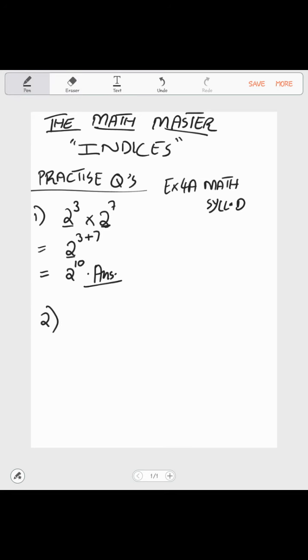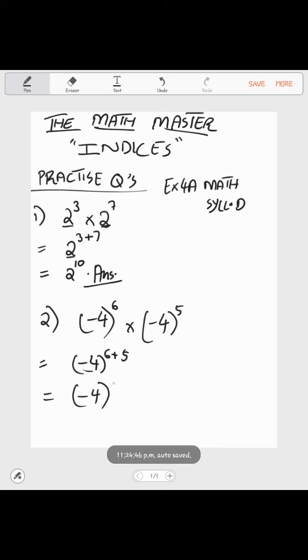Moving on to question 1 part B, minus 4 to the power 6 into minus 4 to the power 5. Now this might seem to be tricky because there's a minus sign in there, but you don't have to worry because, as I said, the base is the same in both. So you write minus 4 as it is, in brackets, and then 6 plus 5, because the base is the same, so you take it as 1. The answer 6 plus 5 is very simple. It was taught to you in kindergarten. It's 11. So minus 4 to the power 11 is your answer.